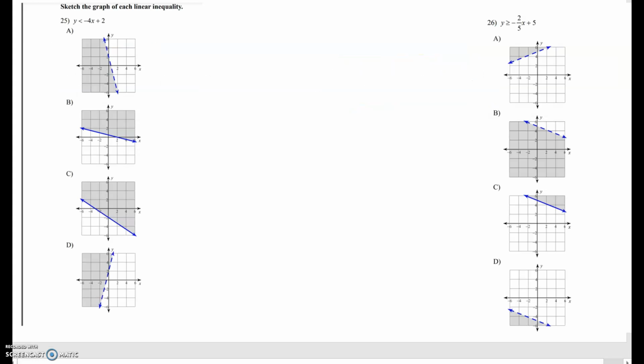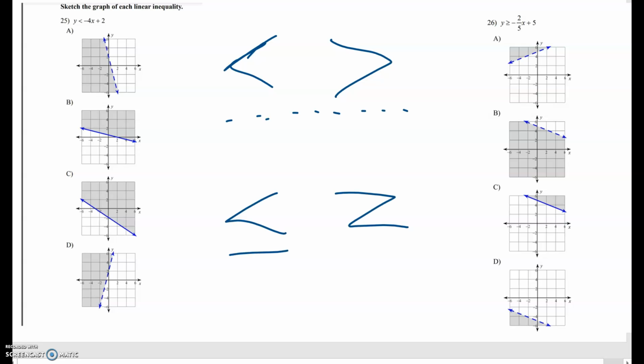All right, so now let's look at the graphing, okay? Before you even do these problems, remember, if it has a less than symbol or a greater than symbol, it's a dashed line. If it has a less than or equal to or greater than or equal to, it's a solid line. Now, remember, if it's a less than symbol, it shades below. If it's a greater than symbol, it shades above.